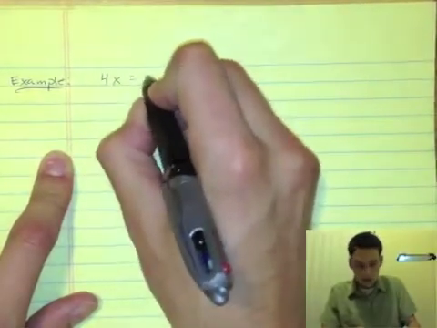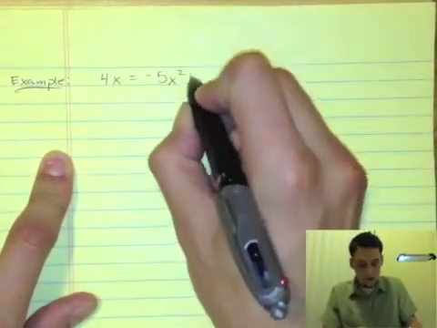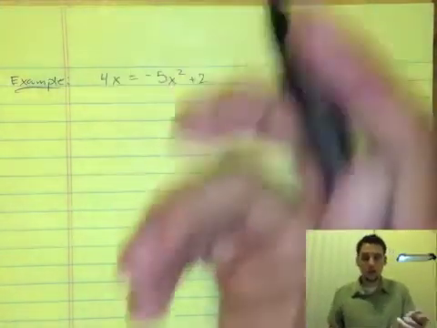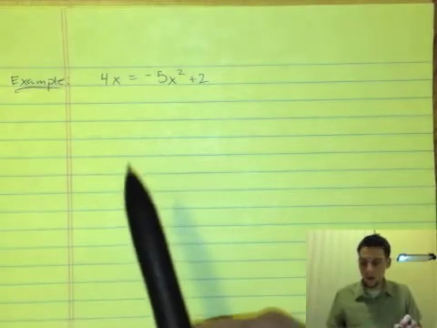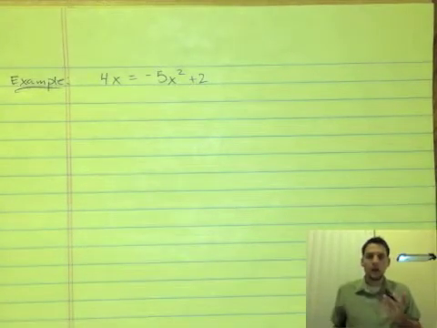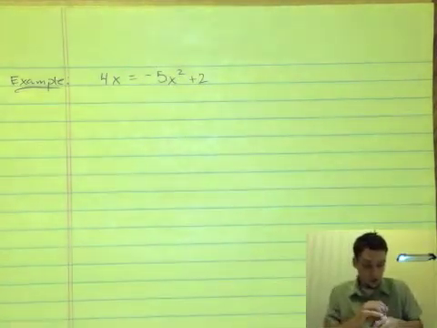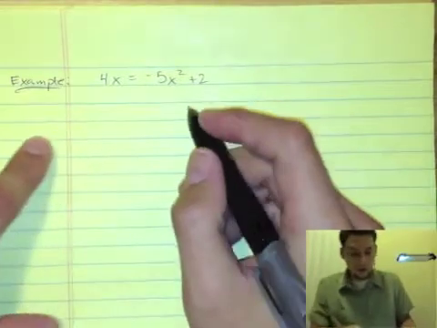So let's take a look at another example, and then I'll write down some specific steps that you can follow. So, example: 4x equals negative 5x squared plus 2. Now right now, if I was to solve for x, I would want to find my a, b's, and c's, but I don't have this in the standard form yet. So step 1 will be to put your quadratic equation into standard form.